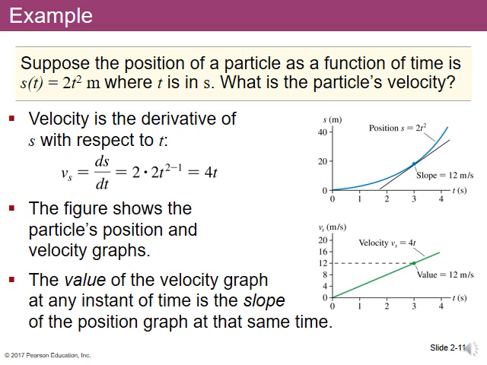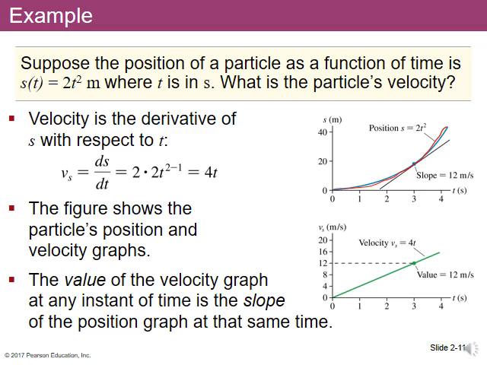Suppose the position of a particle as a function of time is 2t squared, where t is in seconds. So this is something that's going to be a curved graph, right? It's a part of a parabola. And we can see here, if we draw that on a graph, 2t squared would look something like this. It's a curved graph. And we want to find what is the particle's velocity at any point in time.